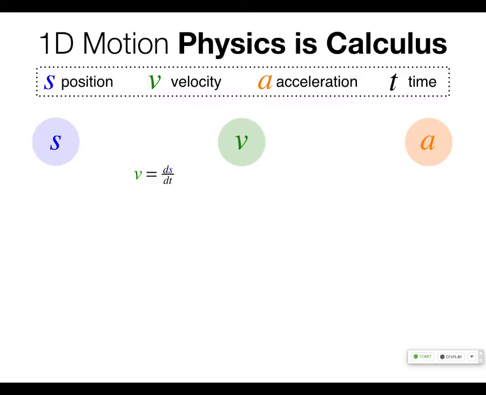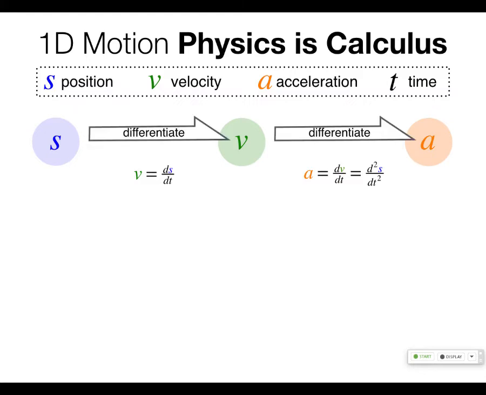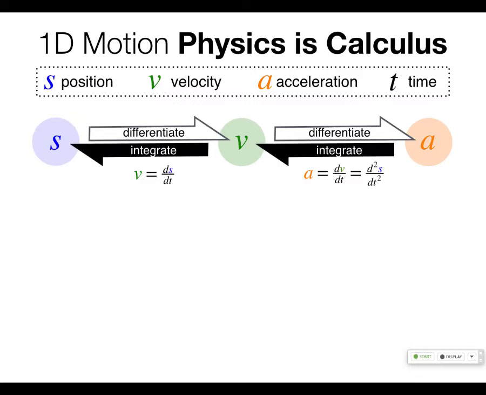Okay? If you want acceleration, then you take a time derivative of velocity, which is also, if you've taken 2 derivatives, the second derivative of position. So if you want to go from position to velocity, take a derivative. If you want to go from velocity to acceleration, take a second derivative. If you want to go back the other way, what do you got to do? Integrate. So you have to integrate to go the other way.